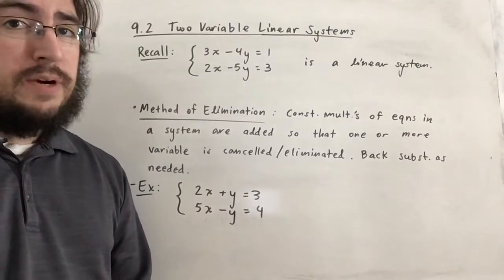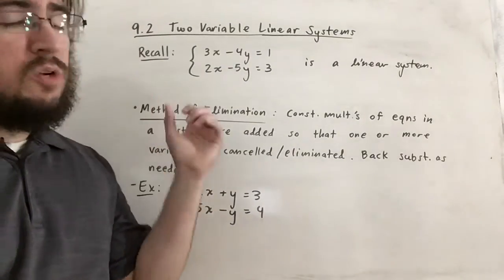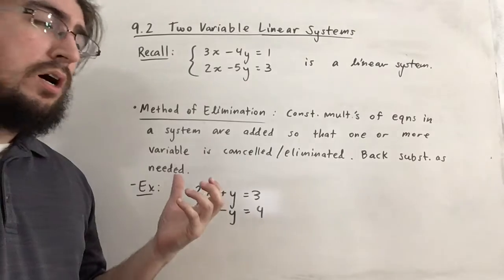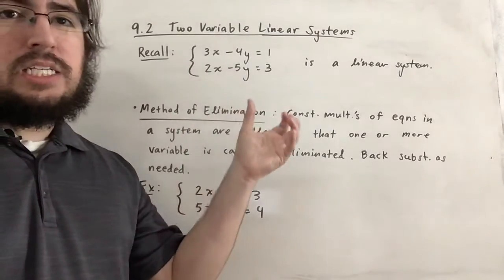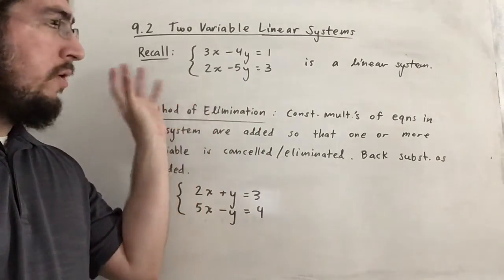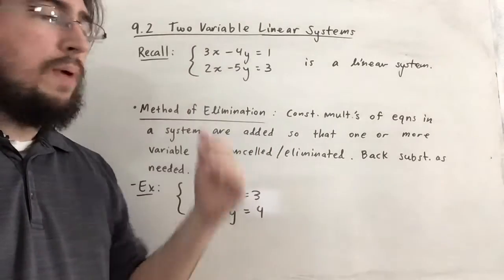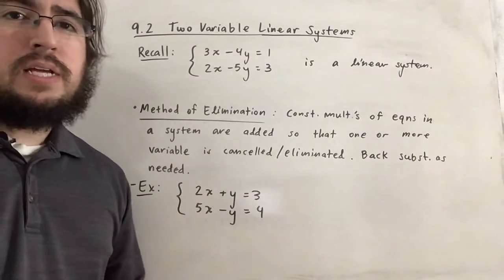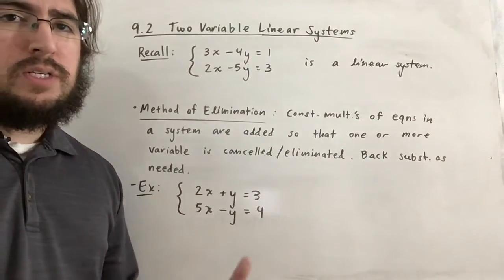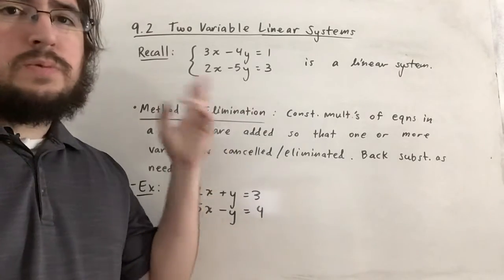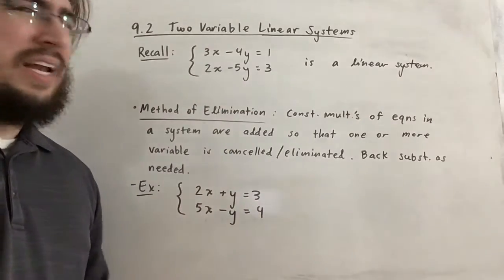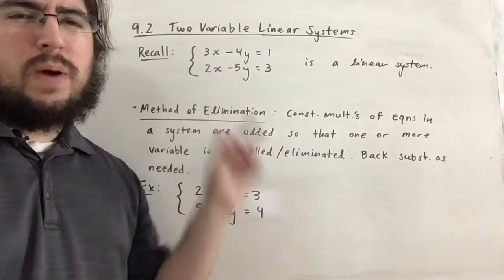Hello everyone, this is chapter 9.2 where we'll be discussing two variable linear systems. So let us first recall that a linear system is just a system of equations where the equations are linear, so there's no power on the variables. And two variable linear systems are just obviously linear systems with only two variables involved. And we'll only be looking at the case where we have two equations as well.